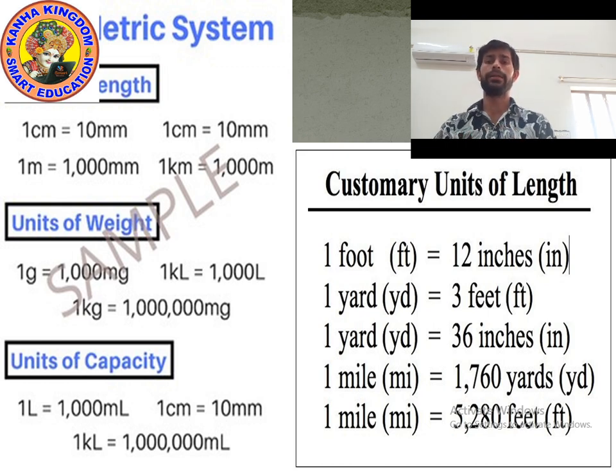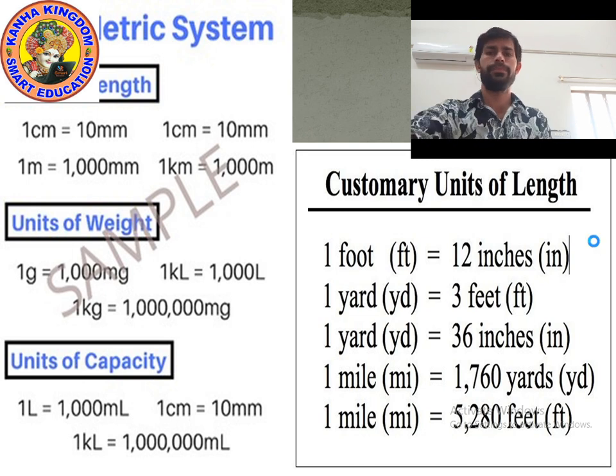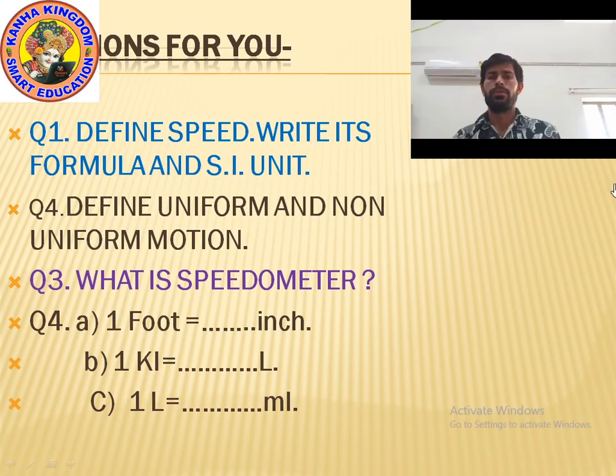Now let's move on to the last part. So today we have finished the chapter motion and measurement for 6th and 7th class. Now it's time to revise today's topic with some question answer. Question number 1. Define speed, its formula and SI unit.